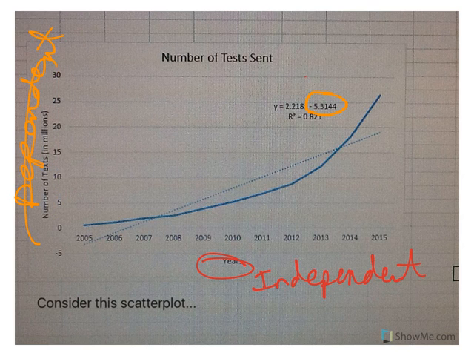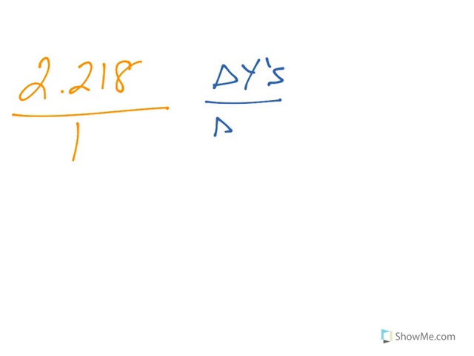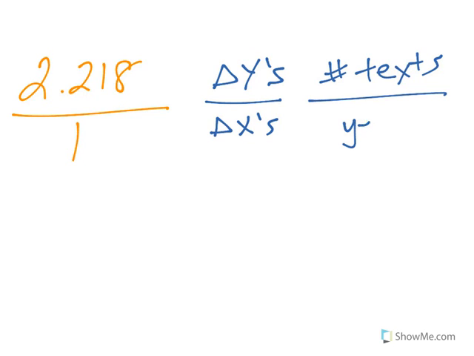Okay. The slope of the trend line is 2.218. Now, if we're talking about 2.218 over 1, right? Slope is generally a fraction. Now, slope is also the change in the y values over the change in the x values. So you have y's on the top and x's on the bottom. Remember, our y values represent the number of texts. And the denominator talks about the years.